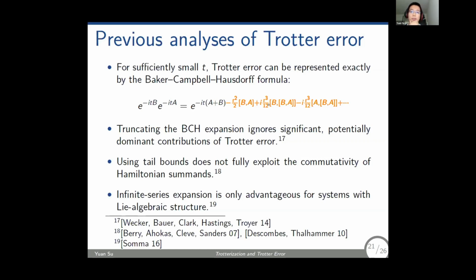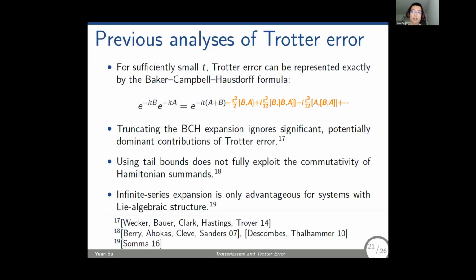One thing that you can do is you just throw away all the high order terms and only look at the lowest order error. Well, this is very intuitive, but it doesn't quite work for many systems because in many cases, these higher order commutators can grow pretty fast. Another thing is you can try to invoke some tail bounds, but that's also not very tight because it doesn't use any commutativity of the Hamiltonian. Another thing that you can do is you try to directly evaluate that infinite series for some special system, but it doesn't quite work in general.